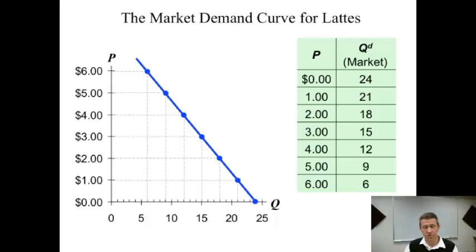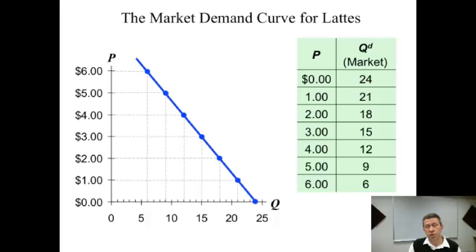So the market demand curve for latte in our little 2-person only world looks like this. Once again, quantity on the x-axis, price on the y-axis, demand curve. Just plot each individual point out, and you've got it.